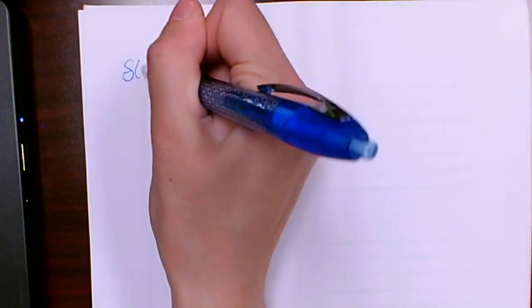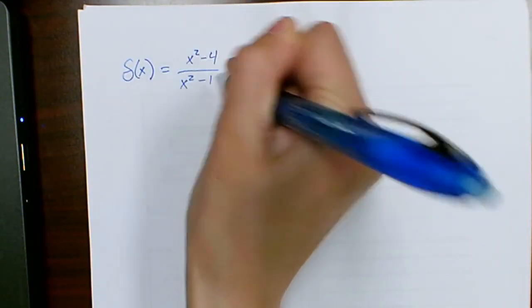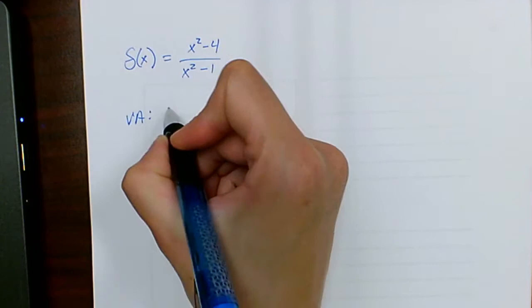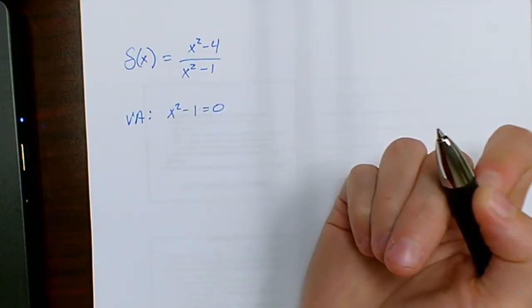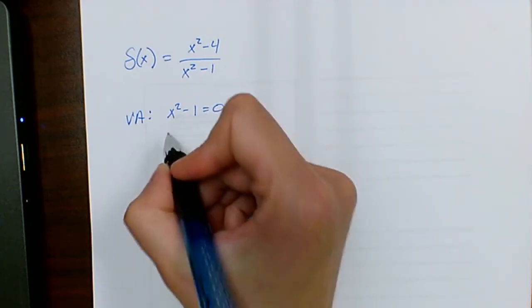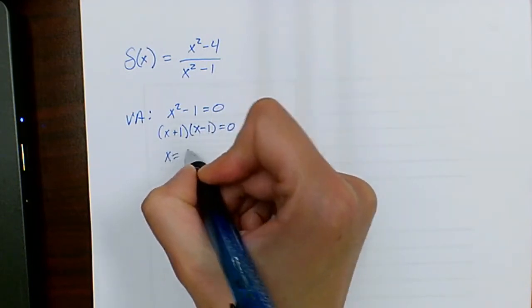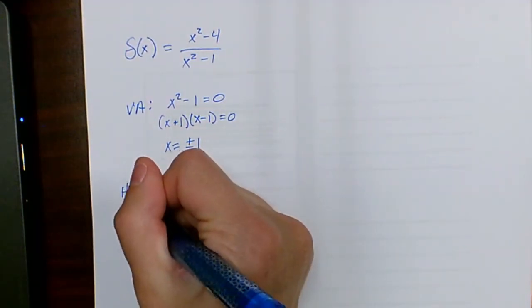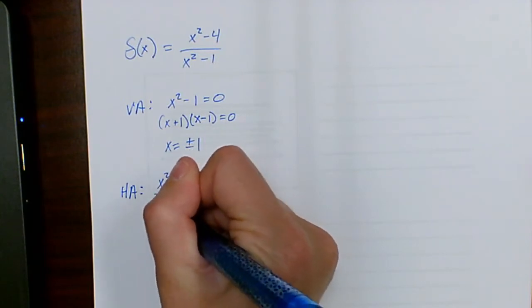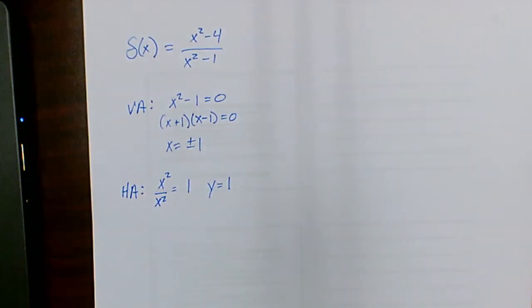Let's look at a different one, a weirder one, if you may. So for the vertical asymptote, you are going to take your denominator and set it equal to 0. You can use the square root method, which you would add the 1 and then square root, or you can factor to solve this. So x equals plus and minus 1. So we'll have 2 vertical asymptotes. Your horizontal asymptote, we have x squared over x squared. Well, that reduces down to 1, so your horizontal asymptote is at 1.